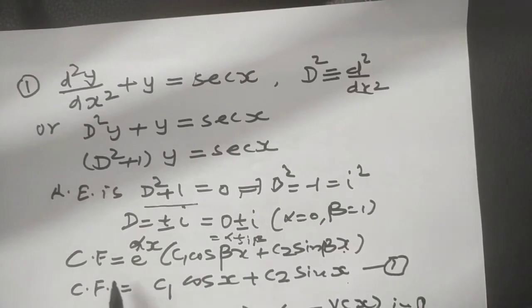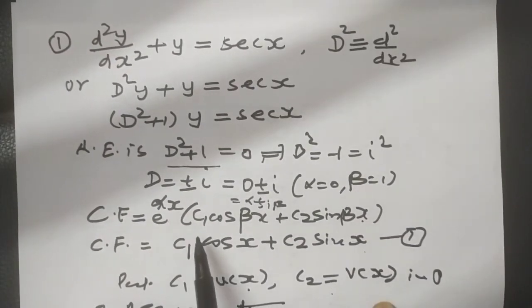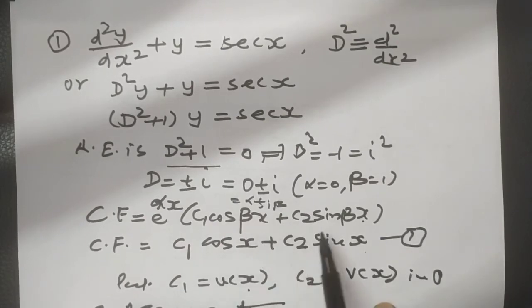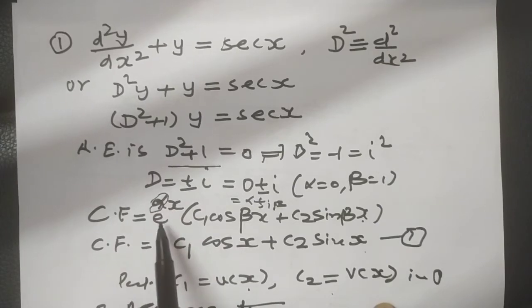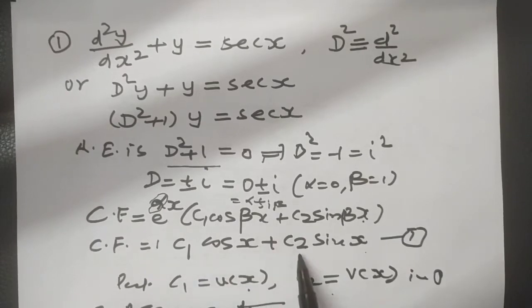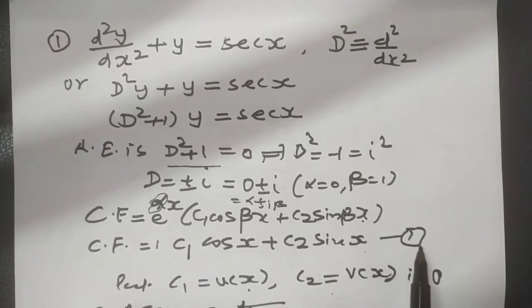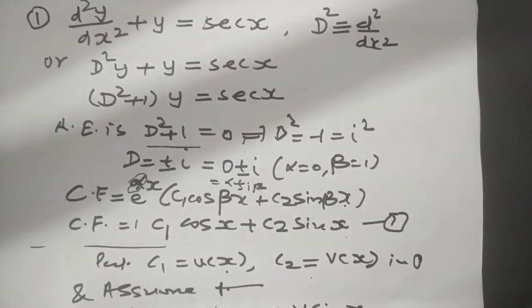So I use this formula to find the complementary function: e raised to alpha x (c1 cos beta x plus c2 sin beta x). I put the value of alpha, which is 0, so e raised to 0x means 1, which need not be written here. It is c1 cos x plus c2 sin x. This is expression number 1. As usual, this is the complementary function, there is no change there.